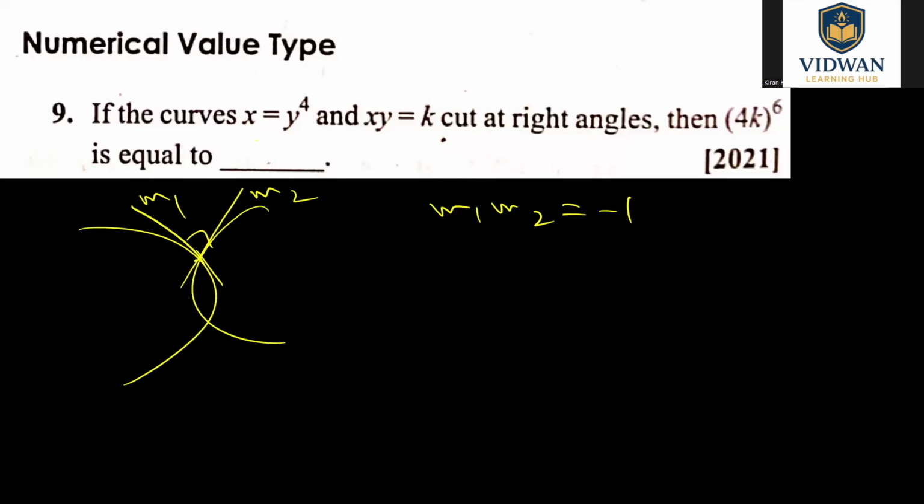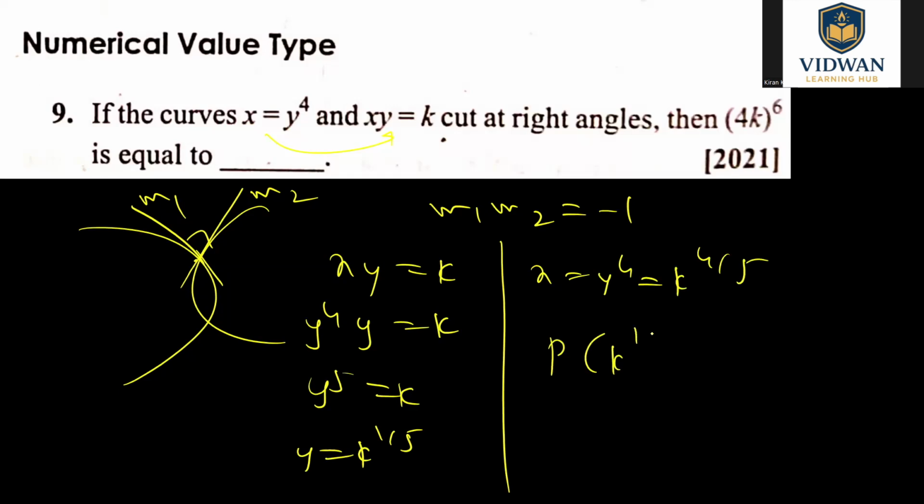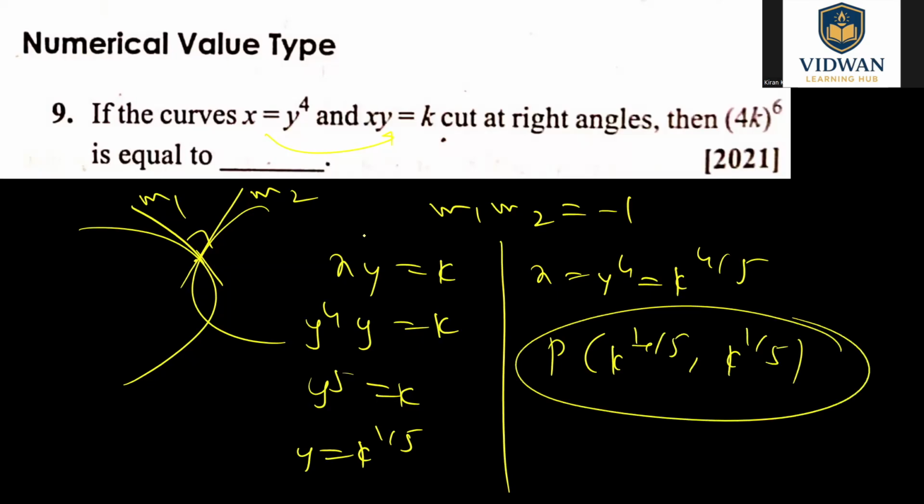For example, if you put x equal to y power 4 here in xy equal to k, you put x as y power 4, y power 4 into y equal to k. So y power 5 will be k, y is k power 1 by 5. And then what is the x value? y power 4. So it will be k power 4 by 5. So the intersection point, you can assume k power 4 by 5 is the x coordinate, k power 1 by 5 is the y coordinate. At this point, when you find the derivative for both, m1 m2 should be -1.